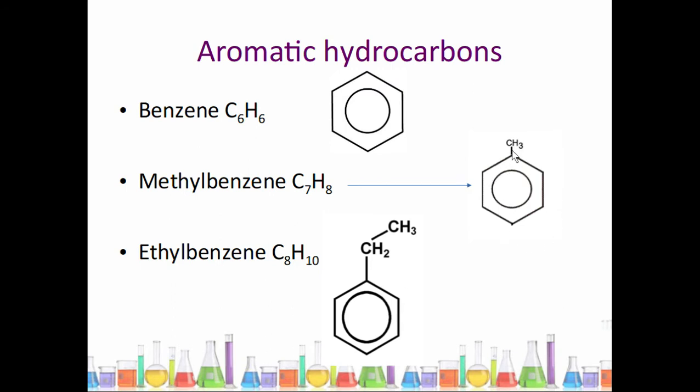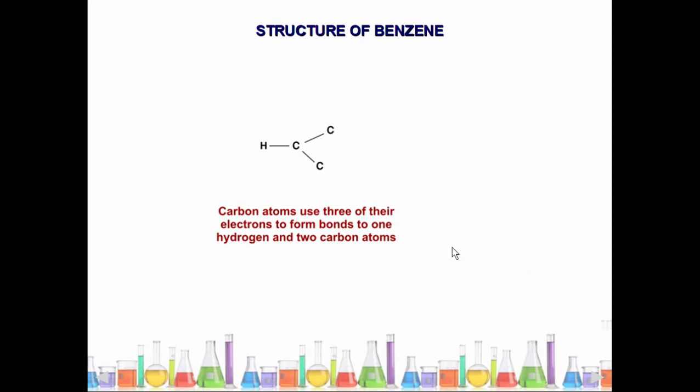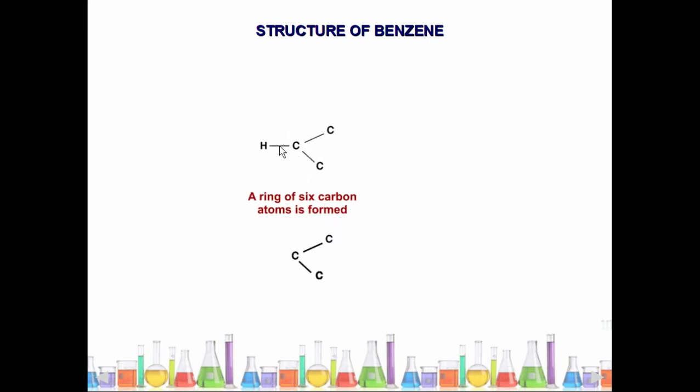Methylbenzene is the benzene ring with a methyl group on. And ethylbenzene then is the benzene ring with an ethyl group attached. You need to be able to draw those. So each carbon atom has 4 electrons in its outer shell. We can see 3 electrons are used up in these 3 bonds, 1 to hydrogen and 2 to the adjacent carbon. The 4th electron, just to mention, there are 3 sigma bonds.